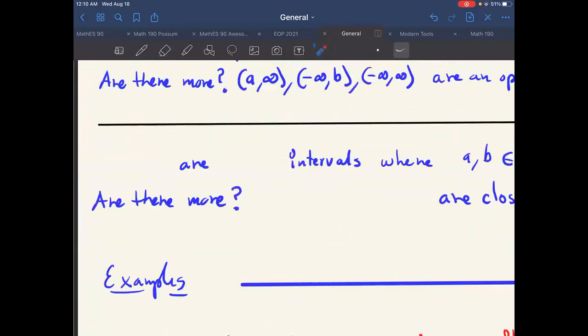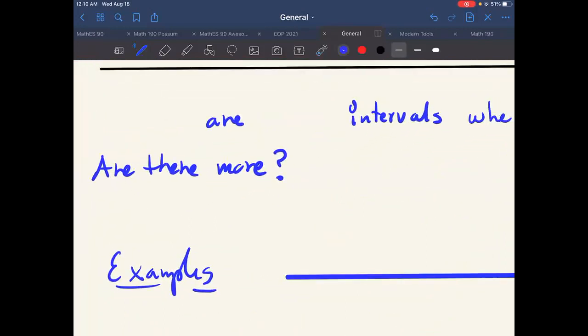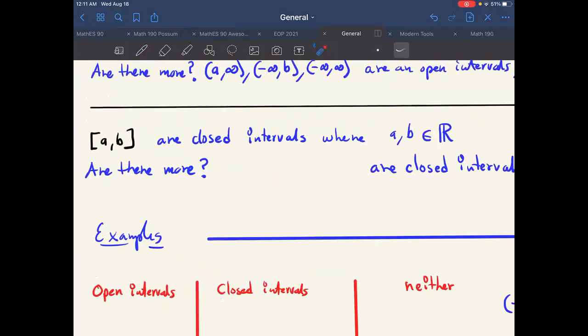Now let's focus on this other type of intervals. We call [a, b] closed intervals. So this means this interval includes a and includes b because they have a square bracket. That's what we use to denote that the points a and b are both included, right? So these are closed intervals where a and b are real numbers. Remember, this means a and b are real numbers.